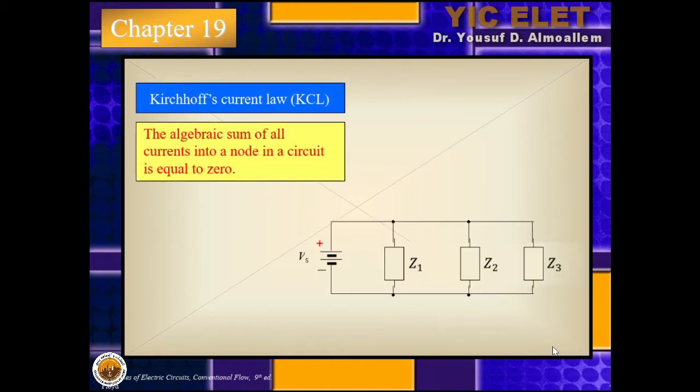If we move to the parallel circuit, we should talk about the Kirchhoff current law, KCL. The algebraic summation of all currents into a node in a circuit is equal to 0. So the summation of all currents entering and exiting this node will be equal to 0. So this minus this minus this minus this will be equal to 0.